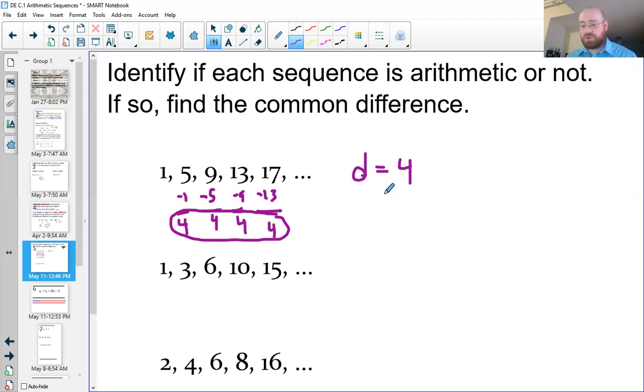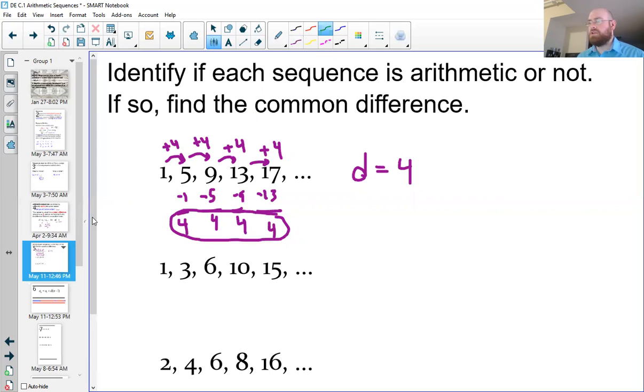Now, what I find many students feel is more intuitive is to ask ourselves, if we start with the first number, how do we go to 5? Well, we add 4. To go to 9, we add 4 again. To get to 13, we add 4. To get to 17, we add 4. So because we're adding the same number each time, our common difference is 4.